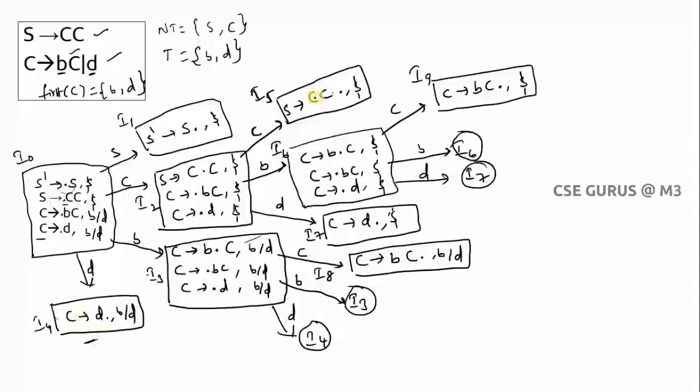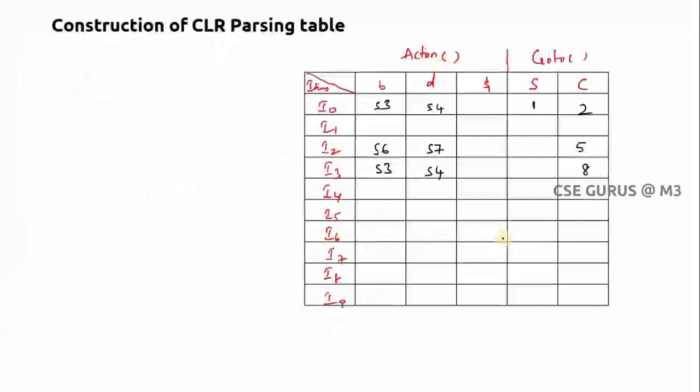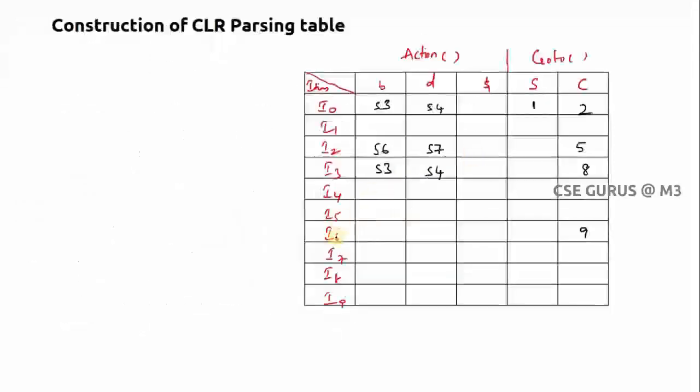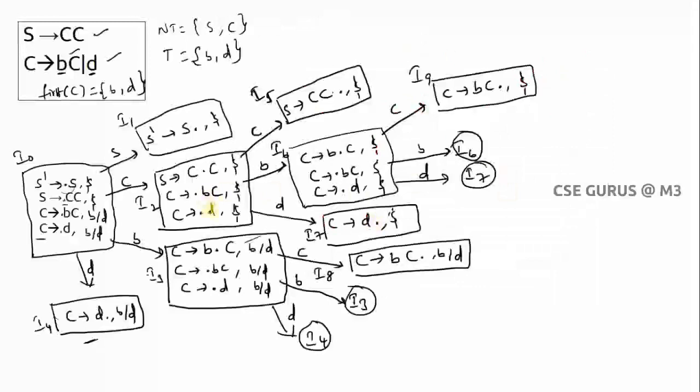No. I5? No. I6? Yes. I6 to C, I9. I6 to C, I9. I6 to B, I6. I6 to B, I6, that's why S6. So I6 to D, S7.